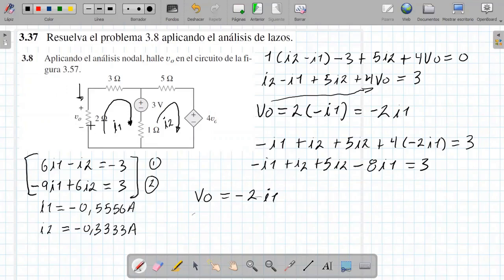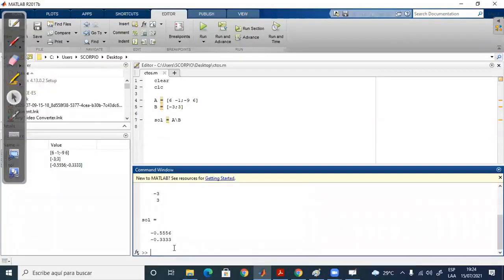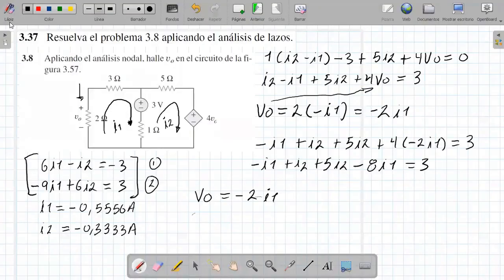How am I going to do it? The variable I1 is solution 1. I'm going to put minus 2 times the variable sol in position 1, multiplying it by the current I1. And that gives me 1.11 volts. V sub 0 is 1.11 volts. You can check the video of exercise 3.8, and you will see that it is good. See you in the next exercise.